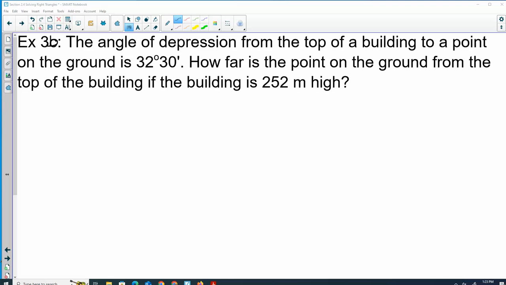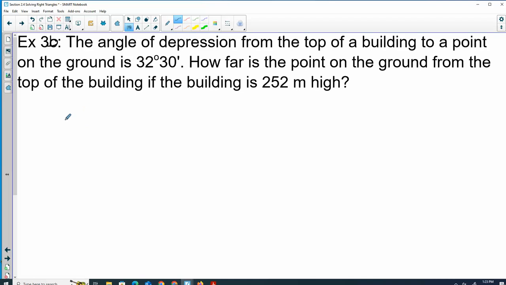In this one, we have the angle of depression from the top of the building to a point on the ground is 32 degrees 30 minutes. How far is the point on the ground from the top of the building if the building is 252 meters high? My suggestion is to draw a picture if you can.